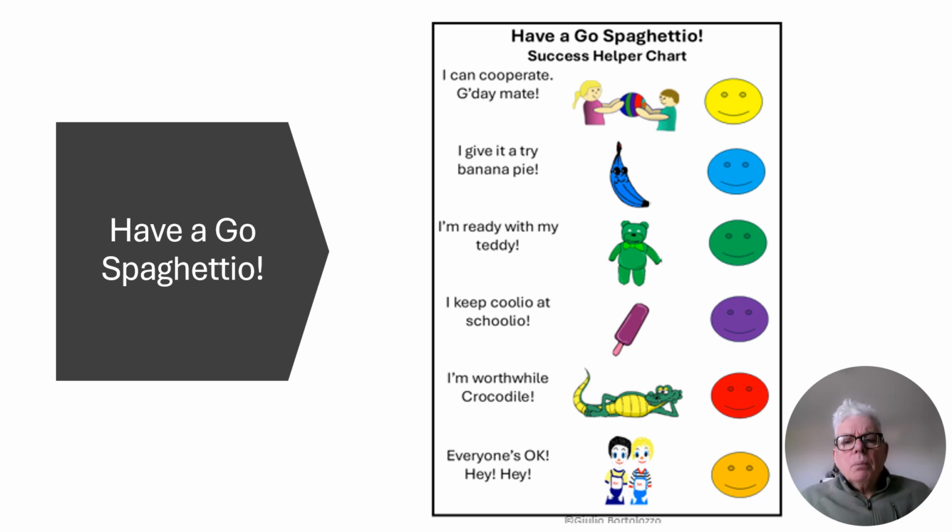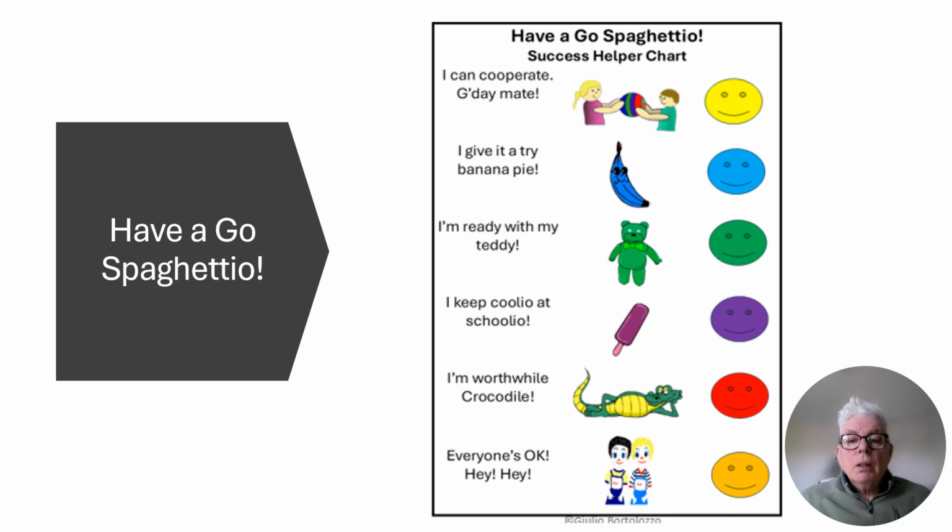The blue success helper capability is give it a try at banana pie. Embedded in this is internal locus of control, the sense of agency, the sense that I can set goals and I can work hard to achieve them, but at the same time understanding that my achievements or my failings don't define who I am. It's a very, very important distinction to make.